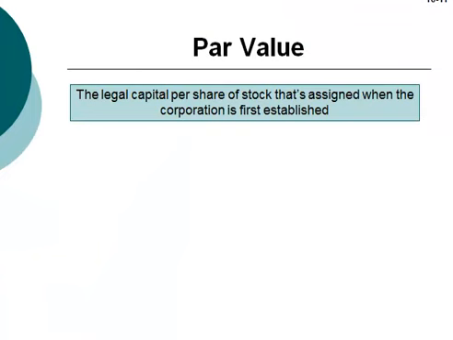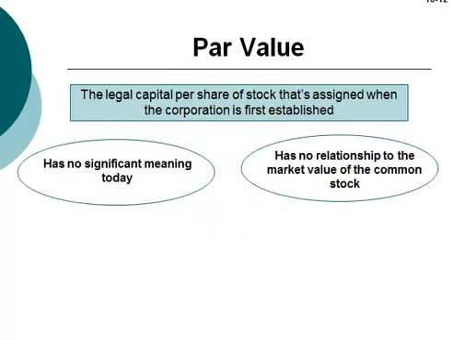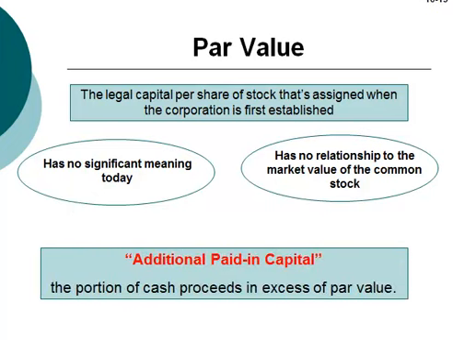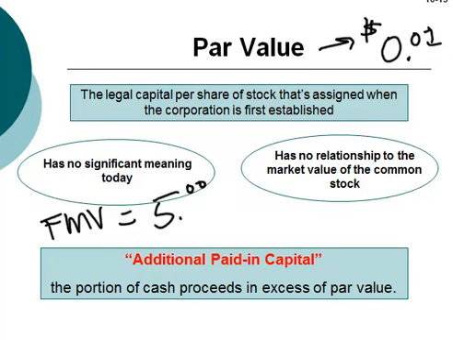Continuing to introduce new terminology, we see the term par value. Par value is the legal capital per share of a company's stock that's assigned when it is first established. The term par value really has no significant meaning today. It has no relationship at all to the value of common stock. Additional paid in capital represents the portion of cash proceeds received in excess of par value. Par value might be set typically at an arbitrarily low number, even as low as a penny. But when issued to the public, it will be issued for fair market value, say $5 per share. In this case, additional paid in capital would be the difference, $4.99.